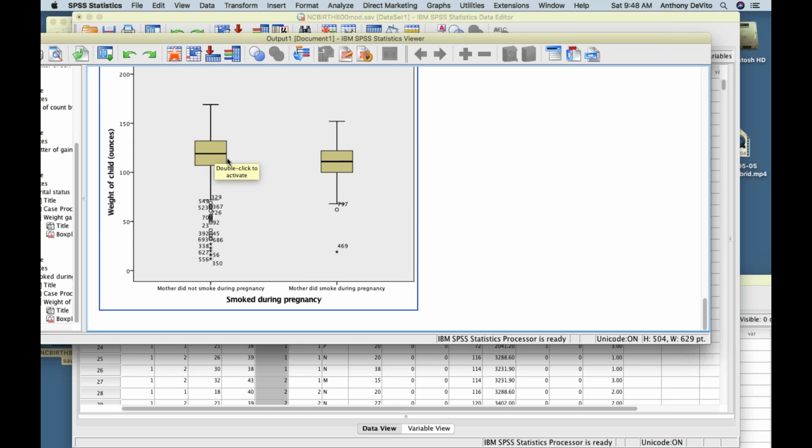So we have a little bit of an idea of what this looks like. In both cases, again, except for these outliers here, they look fairly normally distributed. And this probably represents premature births, I would think.